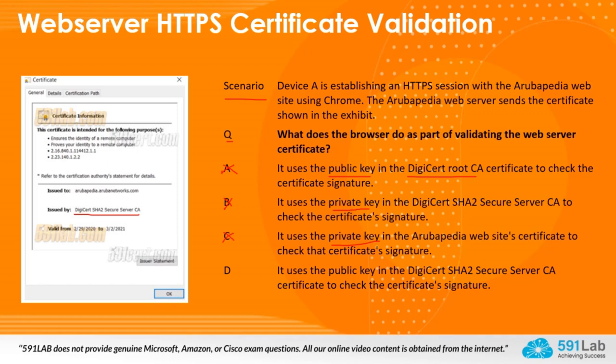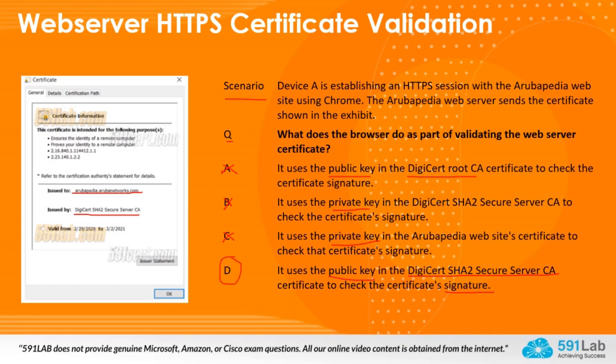Answer D, it uses the public key in the DigiCert SHA2 Secure Server CA certificate to check the certificate signature. So this is the correct answer, because the certificate was issued by DigiCert SHA2 Secure Server CA, and the web browser will use the DigiCert SHA2 Secure Server CA public key to check the ArubaPedia arubanetworks.com certificate signature. So this is the best and correct answer for this question.